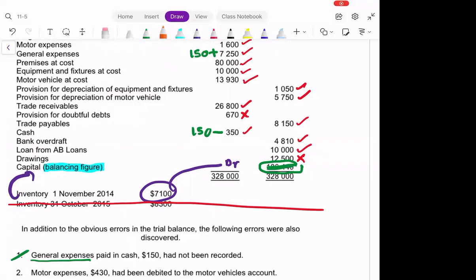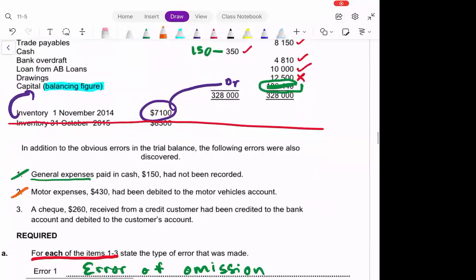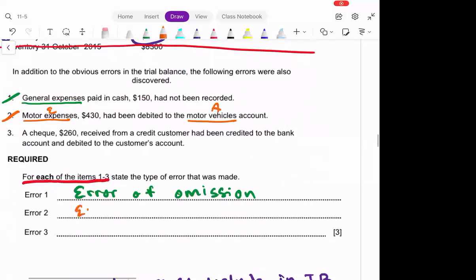Let's see. Okay, number 2. Motor expenses 430 had been debited to motor vehicle account. Okay, what I understand here is motor expenses is my expense, but motor vehicle is my asset. It's my expense, but I recorded it in the asset. So what error is this? Commission means error of commission.